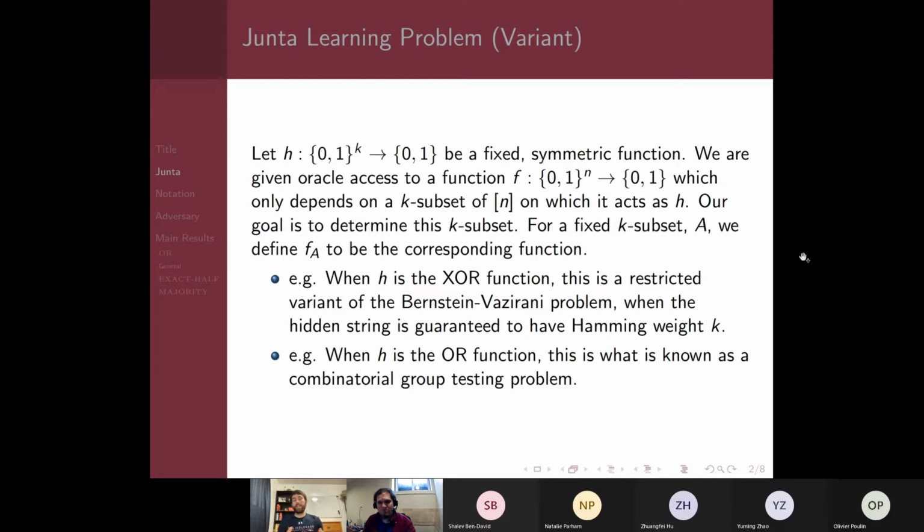And then the second example is when h is the OR function. This is what's known as the combinatorial group testing problem. Essentially, you can query it on sets, and if you ever have an overlap with the important set A, the set that you're looking for, it'll output 1. Through those queries, you can try to narrow it down. I saw this described as using lights and connecting wires to light bulbs to figure out which light bulbs were out in a row. So it's something similar to that idea.